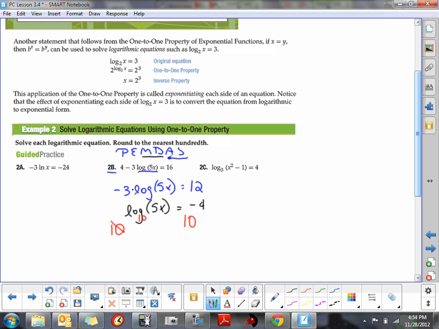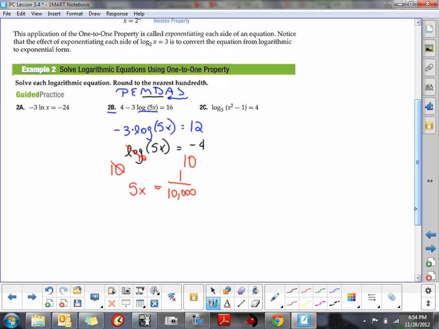10 raised to log base 10, those are inverses. So we have 5x equals whatever 10 to the negative 4 is. Well, 10 to the negative 4 to me means 1 over 10,000. And you can also write that as a decimal, 0.0001. Next thing I want to do is solve this for x.